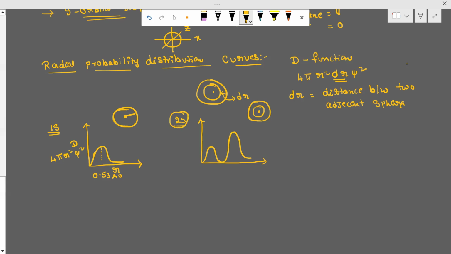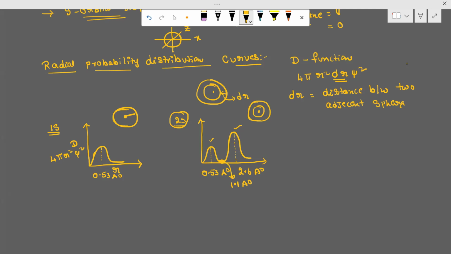For 2s orbitals, the electron maximum is present in two places. This is the first maximum and this one is the second maximum. The first maxima is present at 0.53 angstrom units distance and the second maxima is at 2.6 angstrom units distance. Between these two lies the nodal region. That region is present at about 1.1 angstrom units distance from the nucleus.